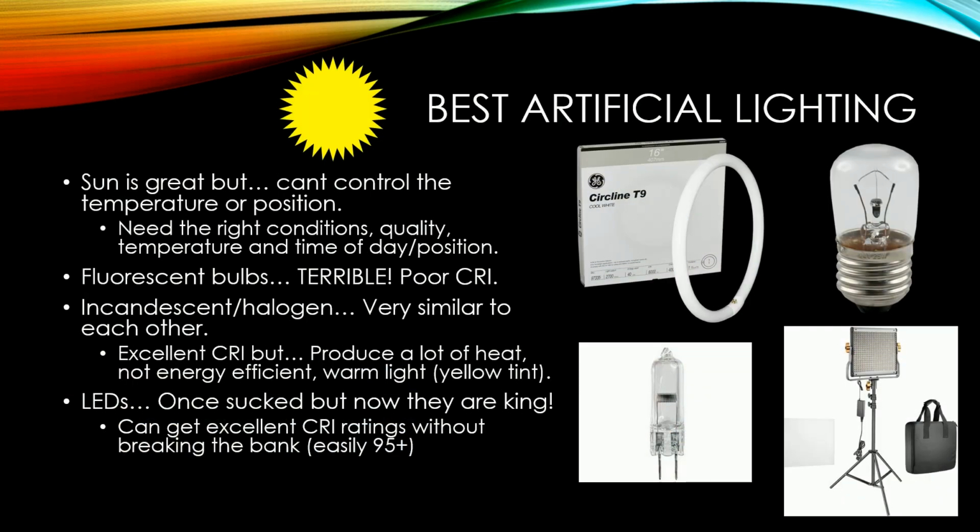So if we go to artificial lighting, like I said before, the sun is great. It's actually perfect. It's incredibly good. But you can't control the temperature or the position of the sun. The other thing is that you can't control the brightness. Sometimes if you bombard your shot with too much light from the sun directly overhead, that will just wash out everything and your camera just will struggle too much. You need to try to provide it at the right time.